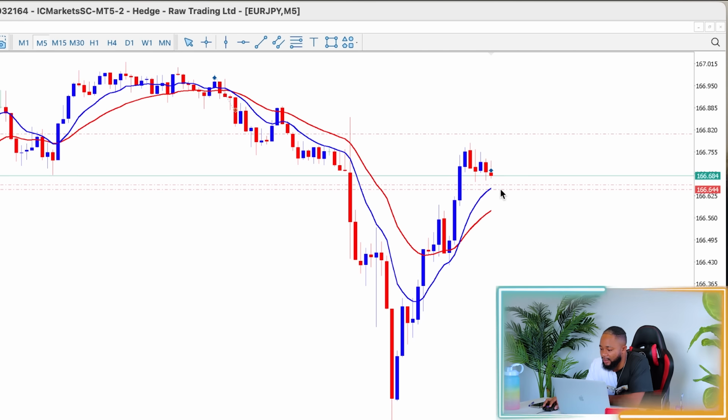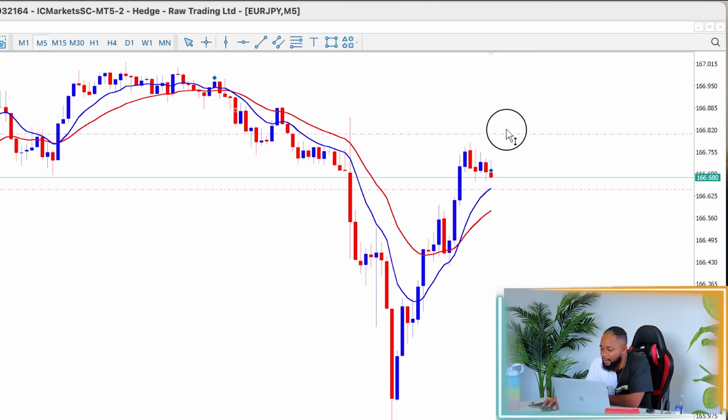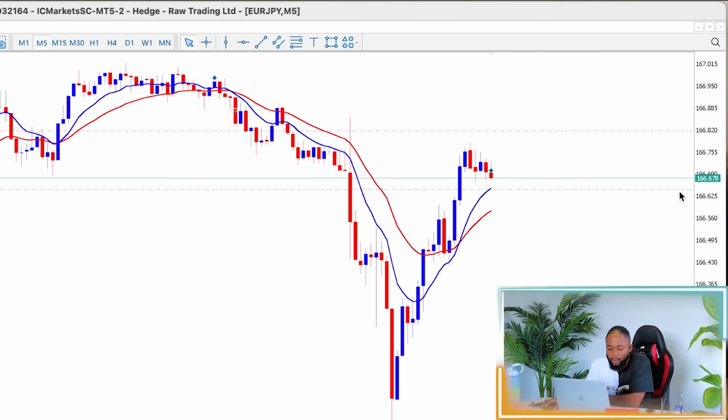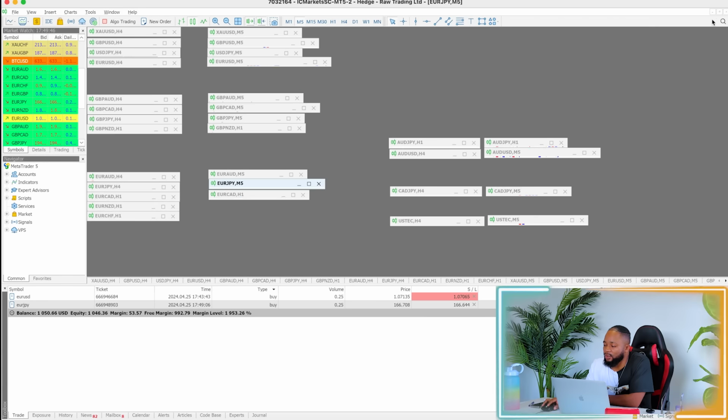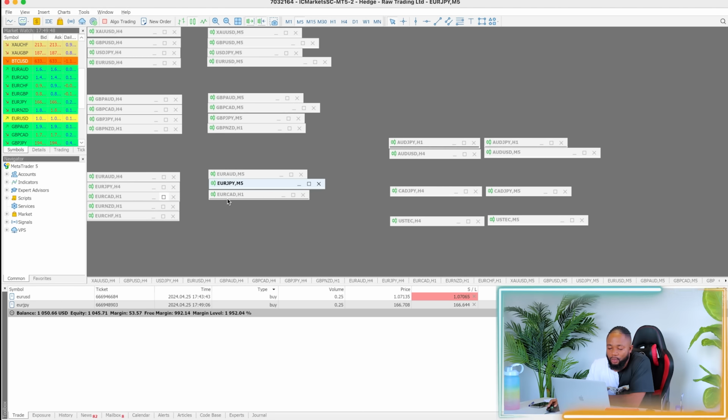So we can just extend our stop loss a little bit, and then anytime you touch your stop loss, you need to increase your take profit, just so you can have the risk to reward of 1:2. Perfect. Now let's go to the next one on our list, which is Euro CAD.